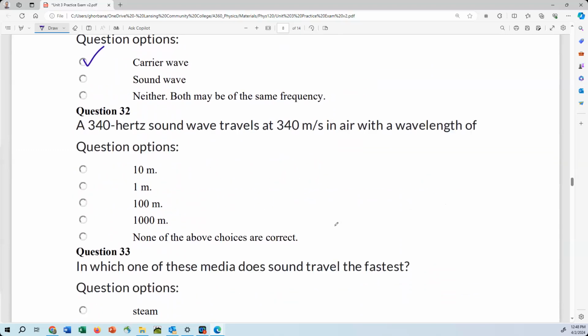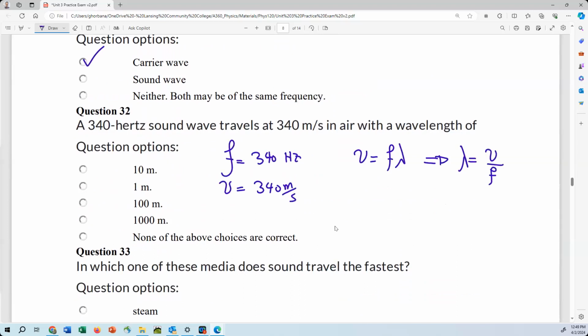So 32, a 340 hertz sound wave travels at 340 meters per second. So we have the frequency, it is 340 hertz. We have a velocity, it is 340 meters per second. We already know that the velocity is frequency multiplied by lambda, yes? If we want, we can rewrite this equation and write lambda equals velocity over frequency. Good? So what is the velocity here? 340 meters per second. What is the frequency? 340 hertz.